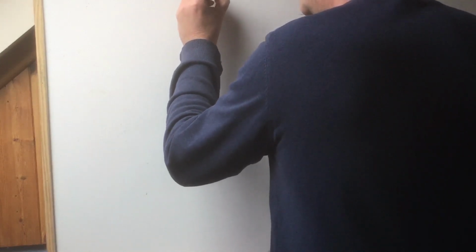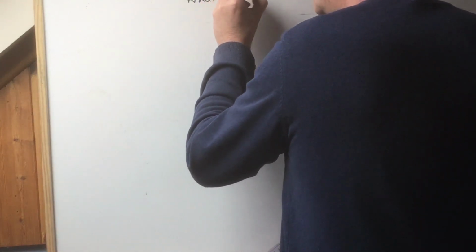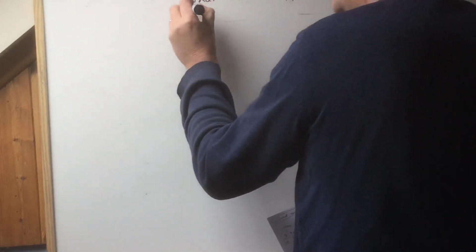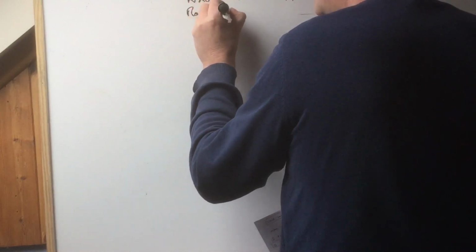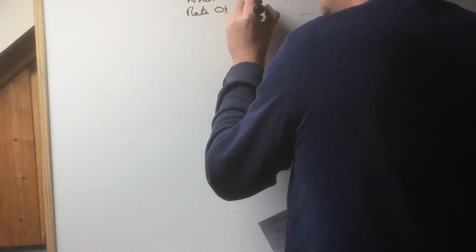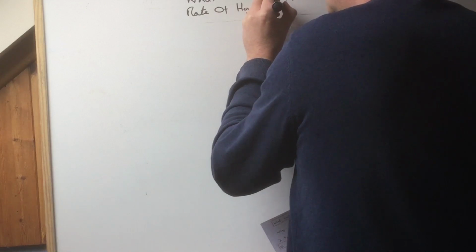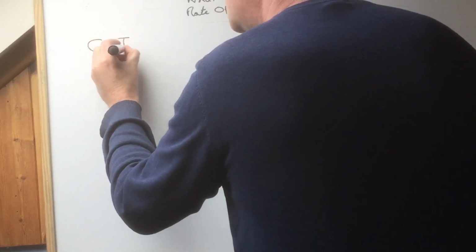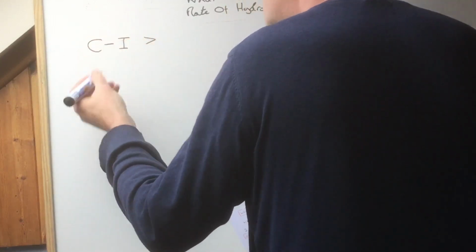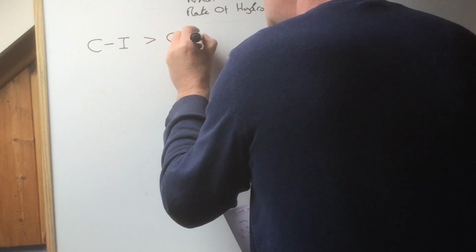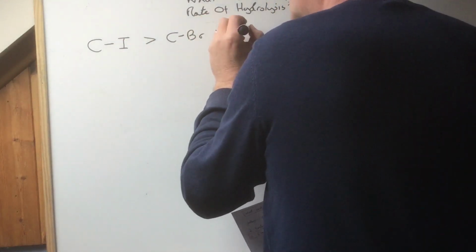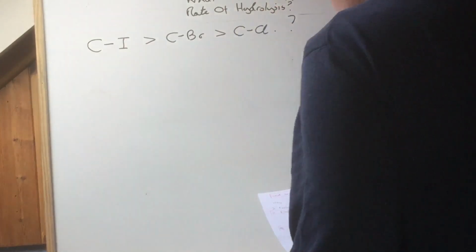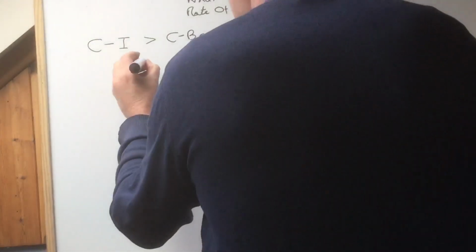What factors affect the rate of hydrolysis? In other words, why is CI faster breaking, to put the OH on, than CBr, which is faster than CCl? Why? Well, it's very simple. Bond enthalpies.